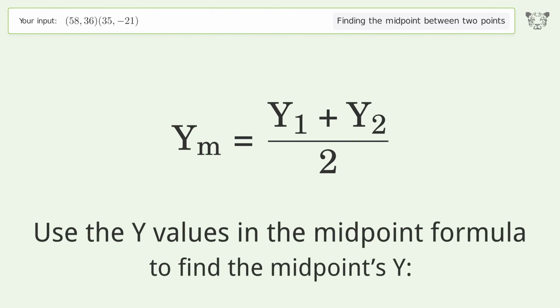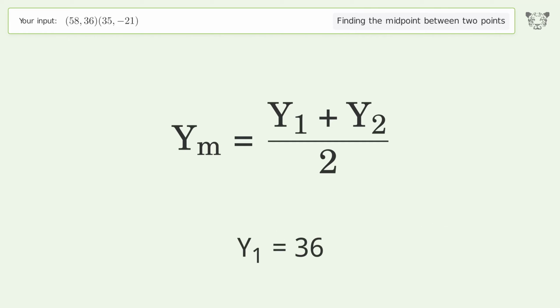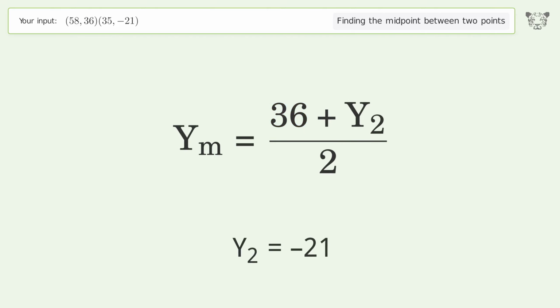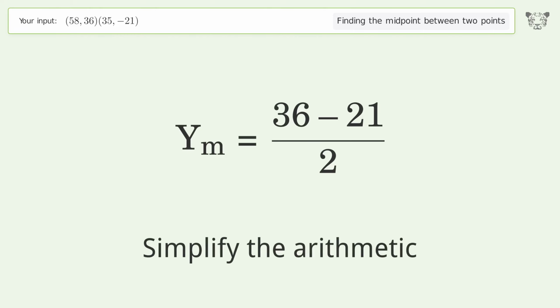Use the y values in the midpoint formula to find the midpoint's y. y1 equals 36. y2 equals negative 21. Simplify the arithmetic.